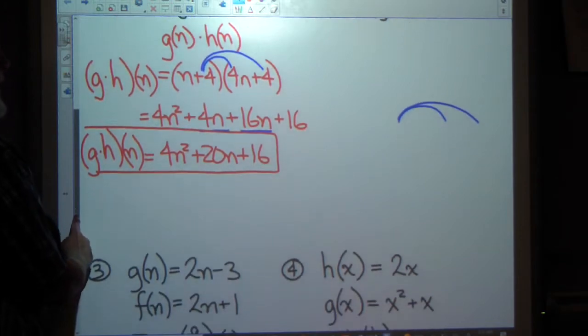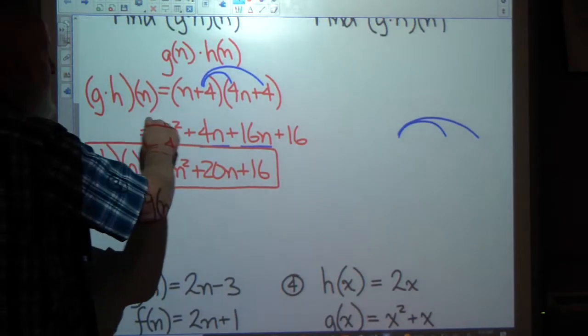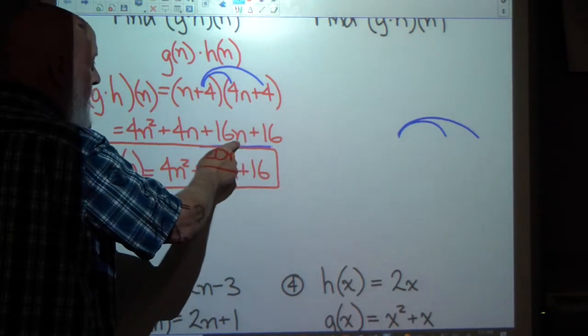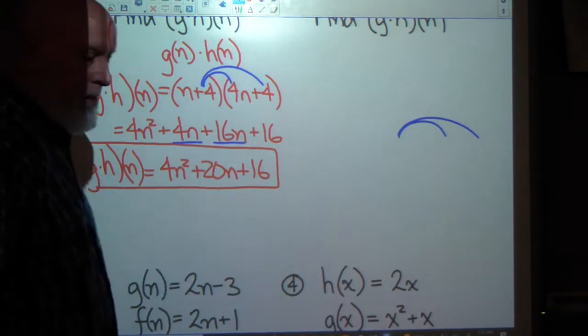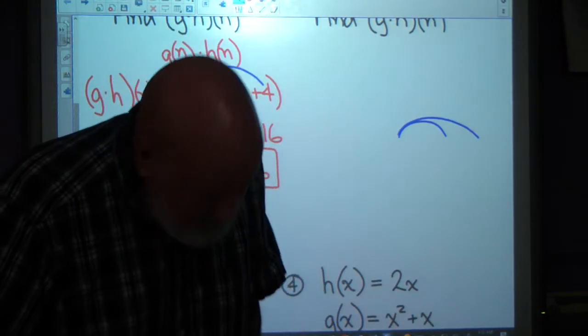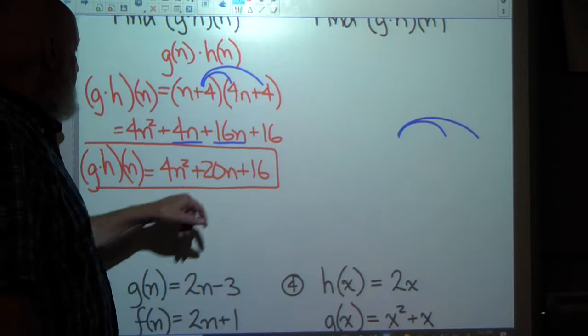And I think somewhere around here I have got the answer key. So let me take a look and see if I do. I do. 4n squared plus 20n plus 16. 4n squared plus 20n plus 16.